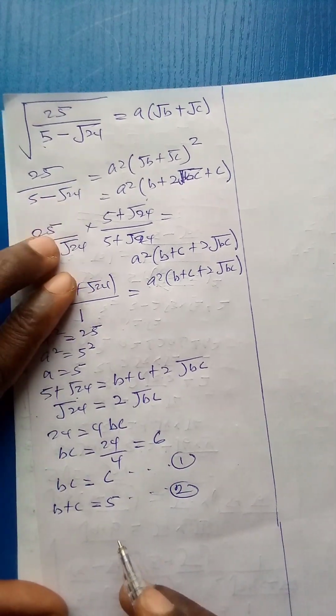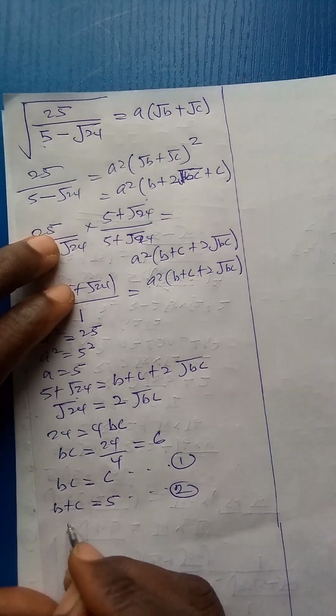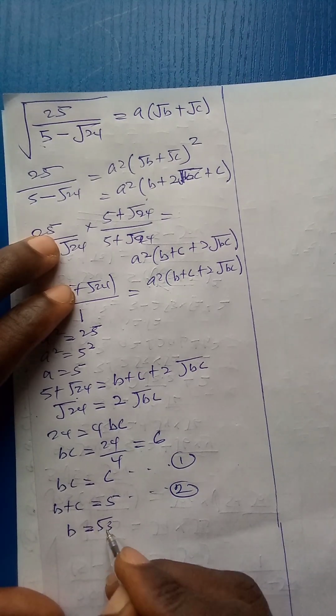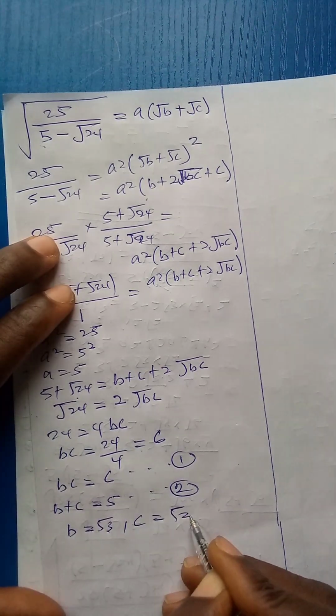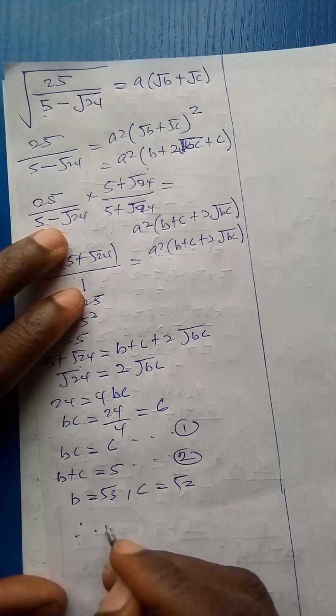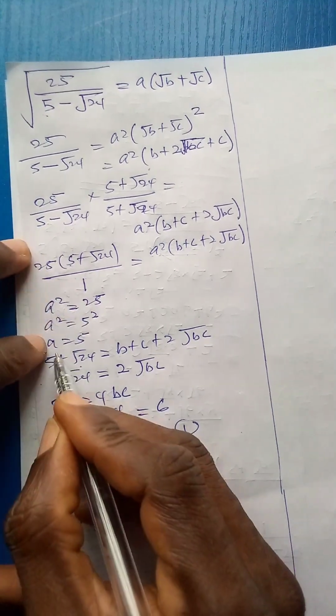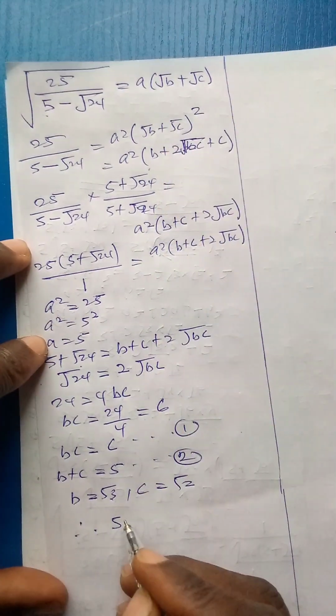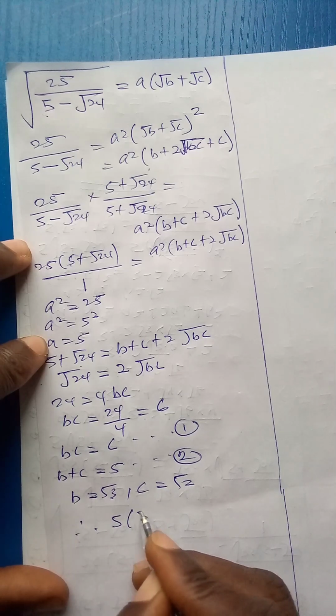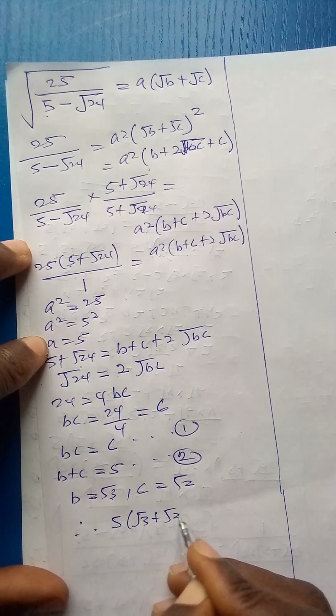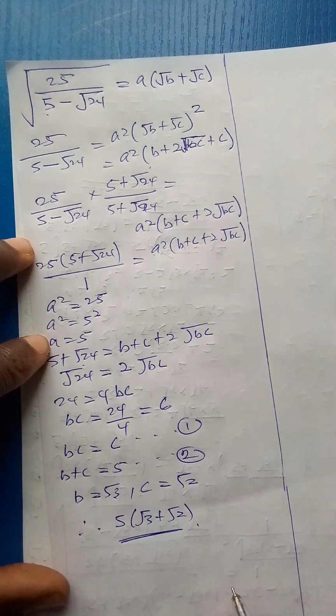When we solve equation 1 and equation 2, we are going to get b is equal to root 3 and c is equal to root 2. Therefore, bringing all our answers together, 5 times (root 3 plus root 2) becomes the expression when simplified.